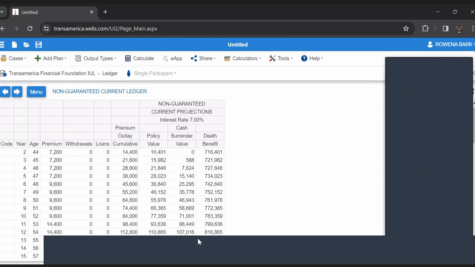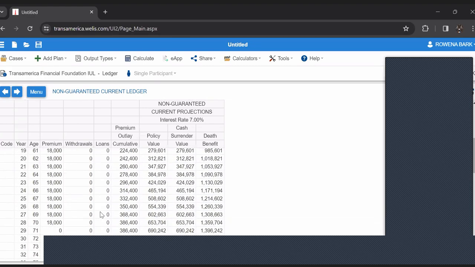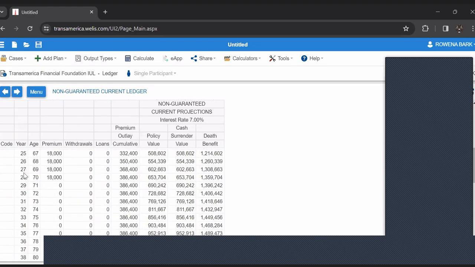Now, show me by age 70 what I have. What's going on by age 70? What's my total contribution, Doll? Tell me this stuff. What did I give? What do I have? What can I access? So what did you give? 386,400. What do you have? 653,704. And what can you take? 653,704. What I can access. What you can access. Right? So this is what you put in. This is what you have. And this is what you can access. Right? Okay.